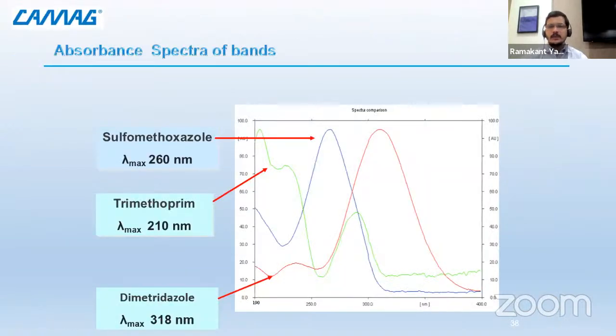And we can generate absorption spectra from 190 nanometer to 900 nanometer. The spectrum for each different compound is different. So it is a unique property, the absorption behavior of that molecule. You can see sulfamethoxazole, trimethoprim, and dimetridazole each having its own kind of absorption spectrum.